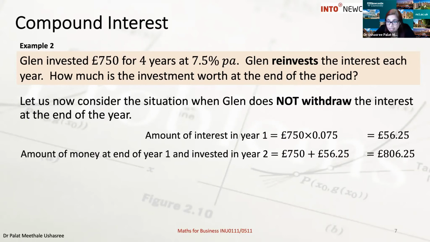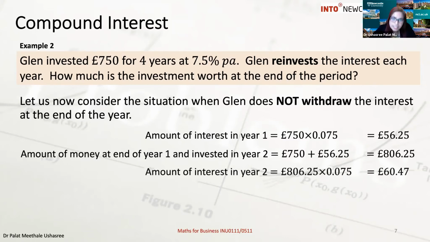And the amount of money at the end of year 1, invested in year 2, should have both the interest along with the principal amount, because he reinvests the interest. So 750 plus 56.25, you get 806 pounds 25 pence. Now again, you have to find the interest on this amount at the end of the second year. So you get 60.47.